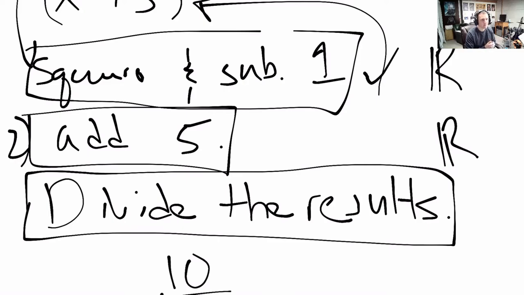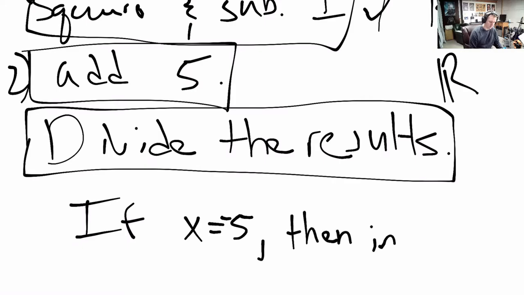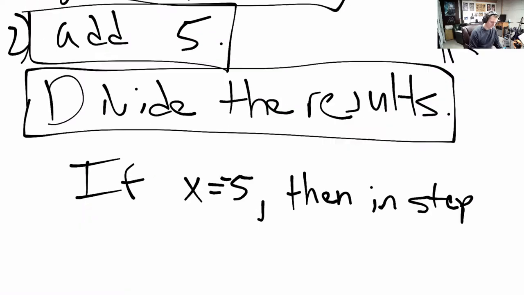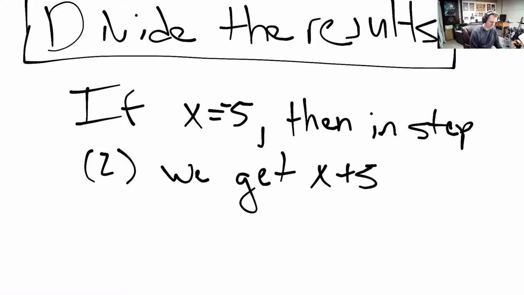Yes. If we add 5 to negative 5, we have a problem. So if x is negative 5, then in step 2, we get x plus 5 is 0. Consequently, when we go to divide the results, we're dividing by 0.